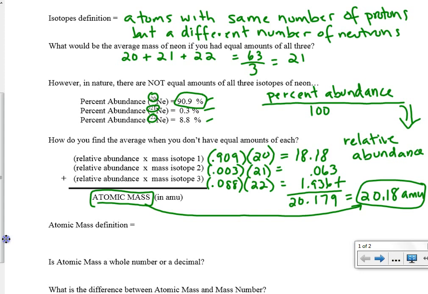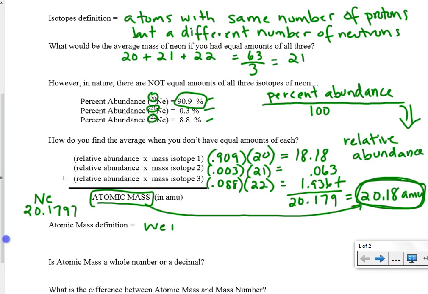Now, if you were to take a look at neon on the periodic table, the mass that is listed for neon is 20.1797. So that decimal number on the periodic table is the weighted average of all the isotopes of neon that exist on the planet. And that's what we approximated in doing this calculation. So let's write that down.